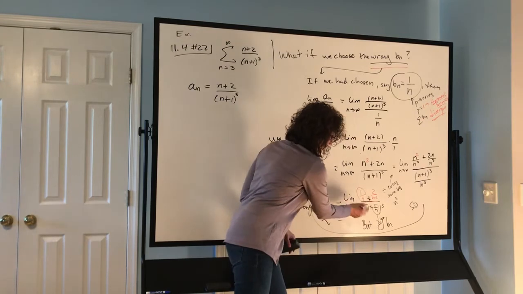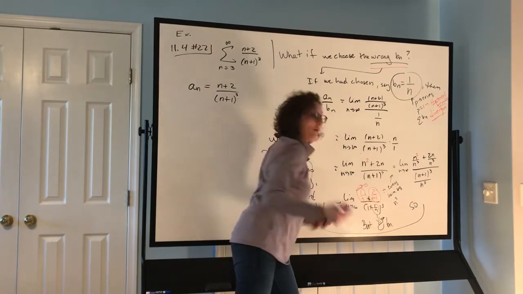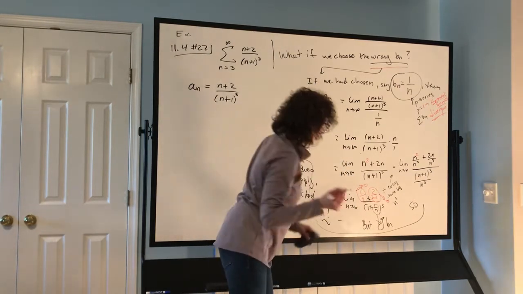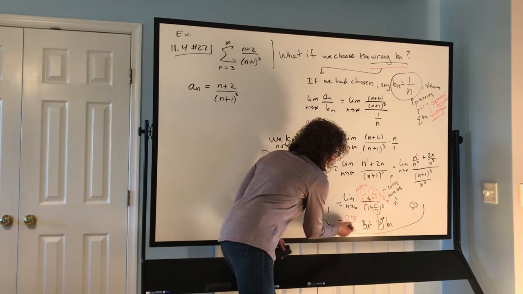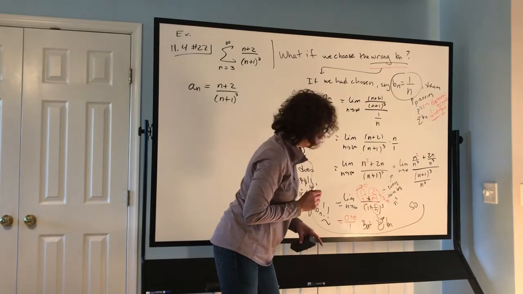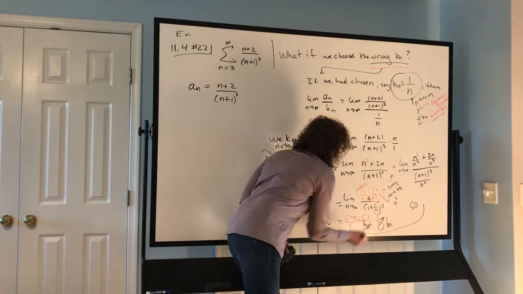1 over n as n goes to infinity goes to? Good, 0. 2 over n squared as n goes to infinity goes to? 0. So what do I get in the numerator? 0 plus 0 over 1, right? Because the denominator is 1 plus 0 cubed, which equals 1. So the limit is 0.